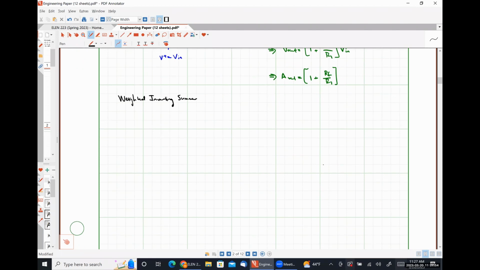So this circuit is nothing more than a modified version of the inverting amplifier. And we are modifying it so that we can have multiple input signals. So here is our resistor RF. I'm just going to ground my non-inverting input terminal.